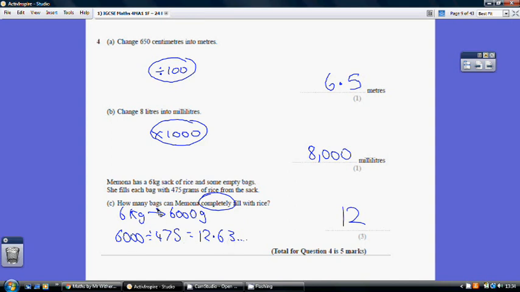Now the question asks us how many bags can we completely fill, so be careful. Don't round that up to 13. We can only fill 12 bags with a bit left over, so the answer is 12.